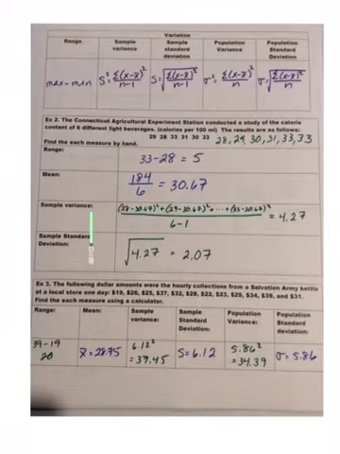Okay, so sample variance. I take each of these numbers individually. Take the number, subtract the mean, square it. Plus, take the next number, subtract the mean, square it. Plus, take the next number all the way to the last 33. So 33, and there would be 2 of those because there are 2 33s. And then divide by 6 minus 1, and we get 4.27 is our sample variance.